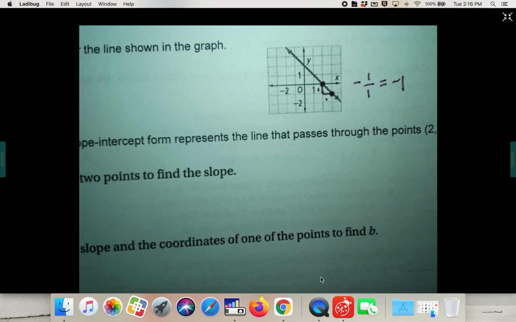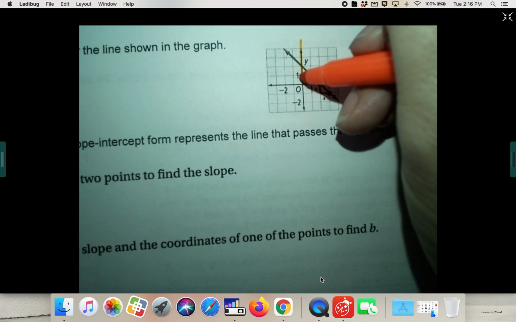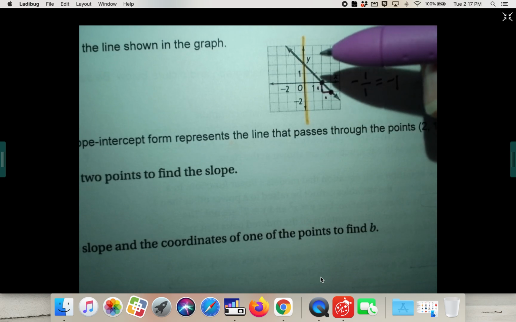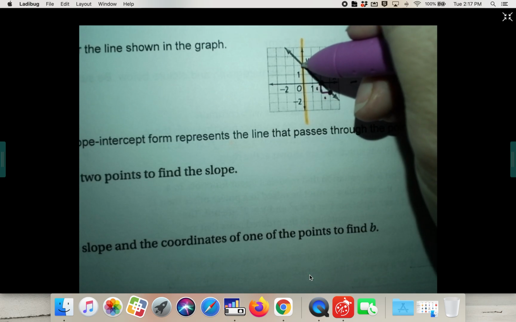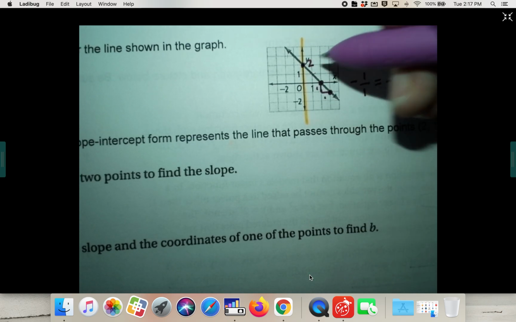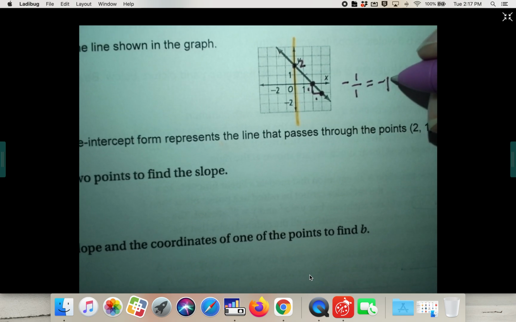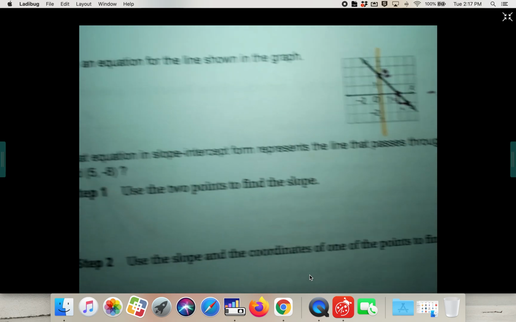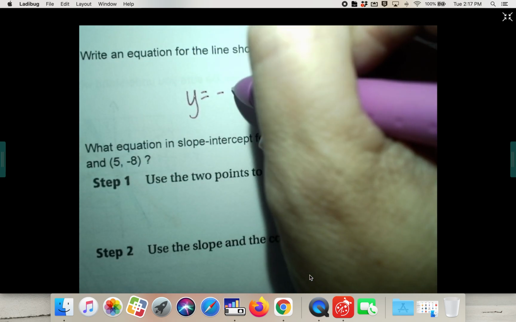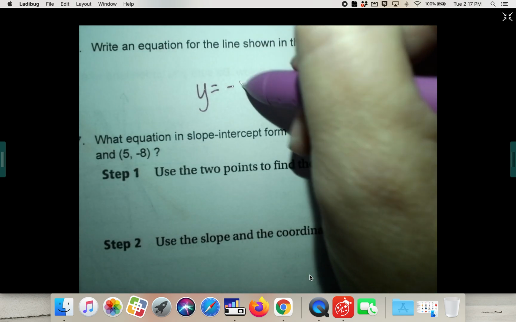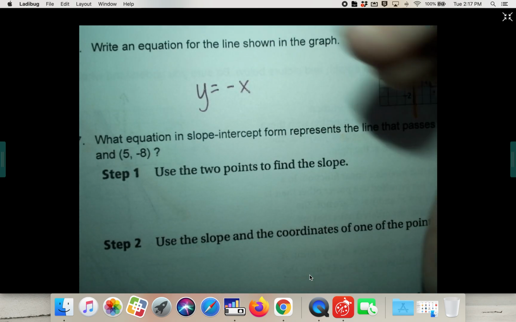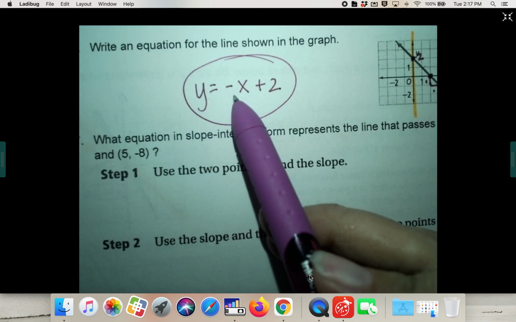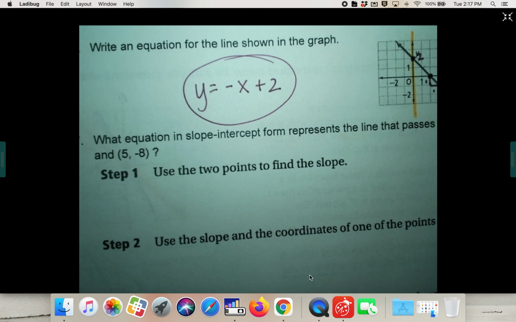And the y-intercept, again, where it touches the y-axis, it looks to me like our line passes through the y-axis right here, which is at 2. So the slope is negative 1, the y-intercept is 2. Put it all together, y equals negative 1. Actually, I'm going to just call it negative x with the hidden invisible 1 there, plus 2. Slope is negative 1, y-intercept is positive 2.